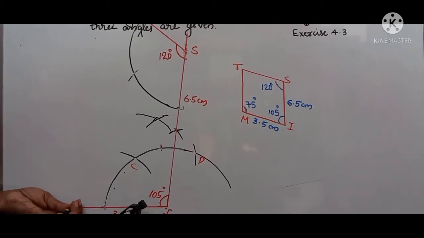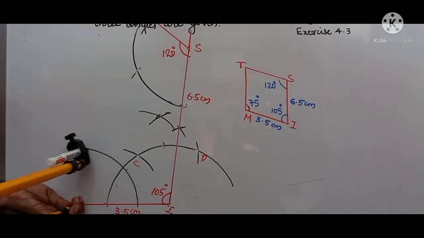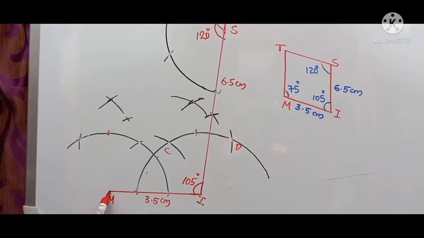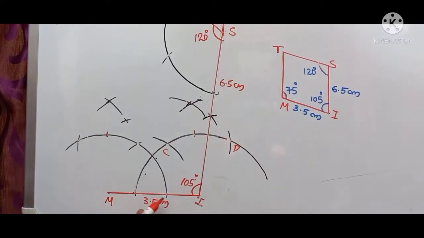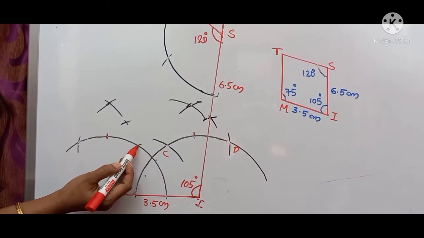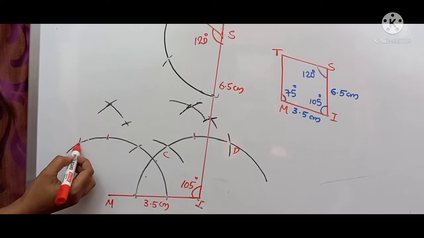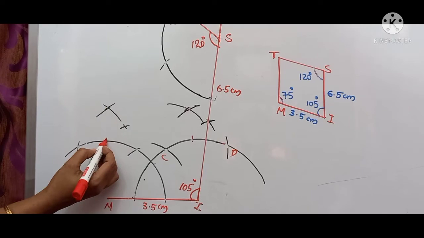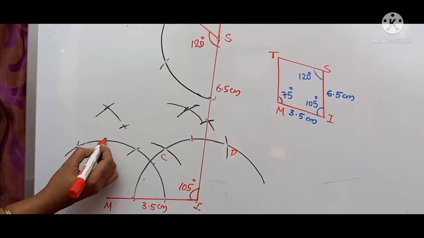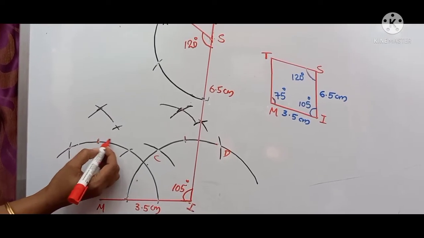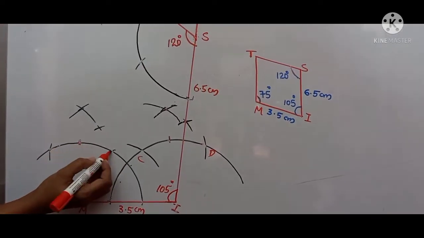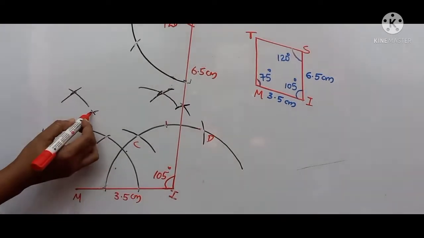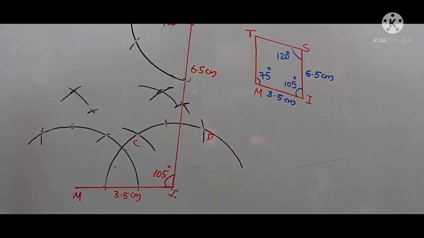And here for constructing that 75 degree angle at M, first we have drawn that 60 degree angle, then 120 degree. The bisector of 60 and 120 is 90 degree. We have marked that 90 degree line on this arc, and we have drawn the bisector of this 90 and 60, that is 75. This is the bisector of 90 and 60, and it is exactly 75 itself.